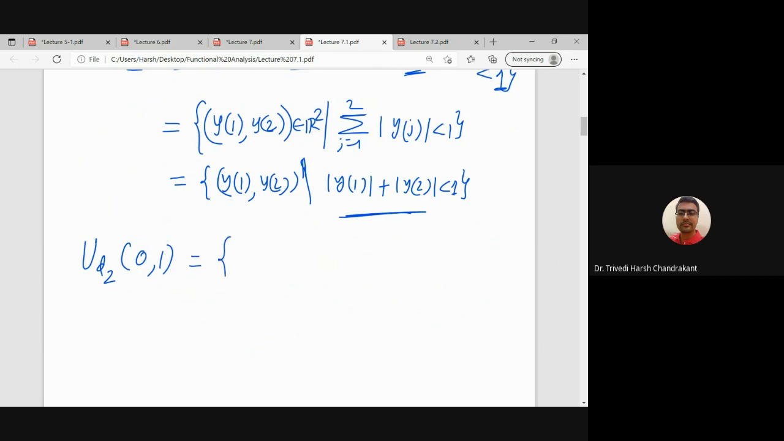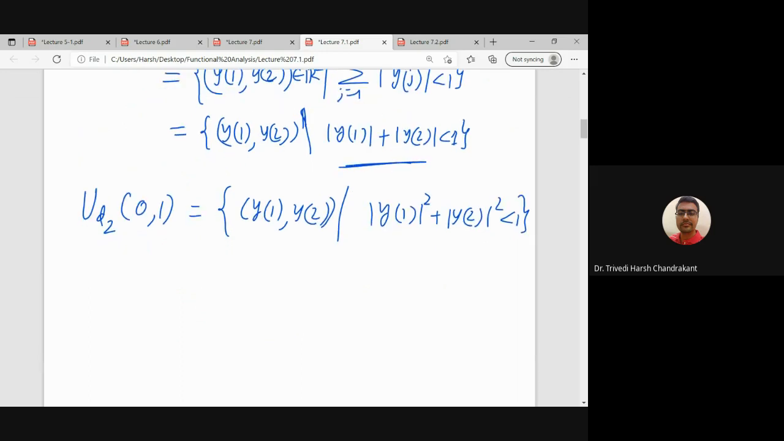So that is basically what we get is y1, y2 such that y1 square plus y2 square less than 1. What is shape of this set? Geometrically, it is the interior of unit circle, right? Because this is an equation of a circle, inside circle. But this shape, what it will be?